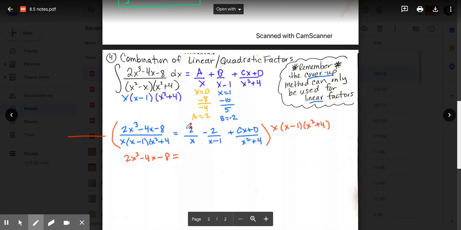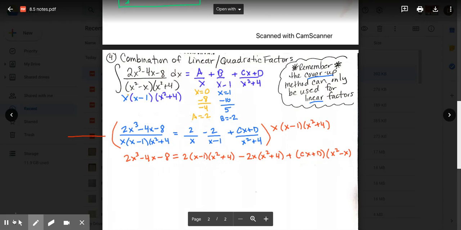Okay, on the right-hand side, when I multiply through by the common denominator, the first 2 gets the x minus 1 and the x squared plus 4. Minus the second 2 gets an x and an x squared plus 4. And the last part, Cx plus D, gets the x and the x minus 1, which I'm going to write out as x squared minus x. It's easier.